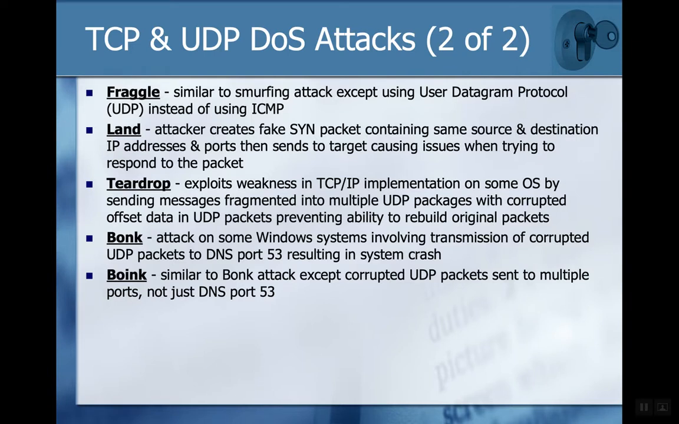And Land is a synchronization attack. So there's a lot of different types. Teardrop is basically breaking UDP packets up into smaller pieces, and then introducing corrupted packets into the mix. Bonk and Boink are basically attacks designed using networking specifically against Microsoft Windows machines.